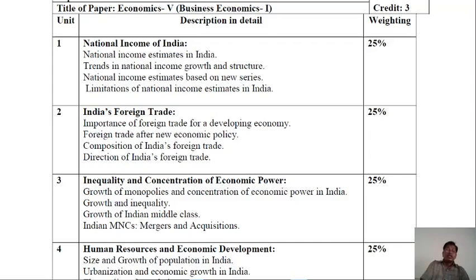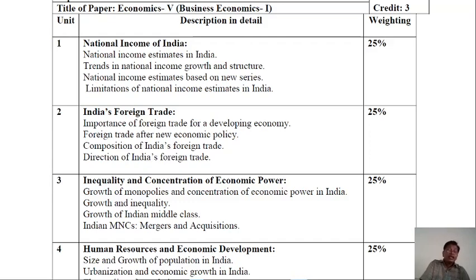Third unit, inequality and concentration of economic power. The growth of monopolies and the concentration of economic power in India. Whenever too many production units are set in a monopolist condition, that is the main point, and the concentration of economic power in India. In which way the economic power is concentrated in India, this is the main point.